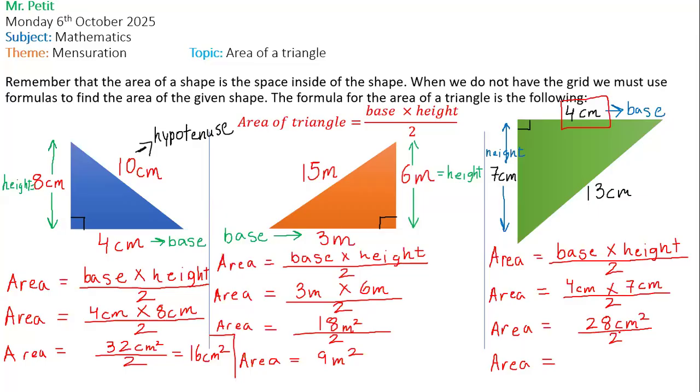14 centimeters squared. Did y'all remember to put the centimeters squared? Yes, sir. Very good. Excellent. So 14 centimeters squared. And that's how we do.